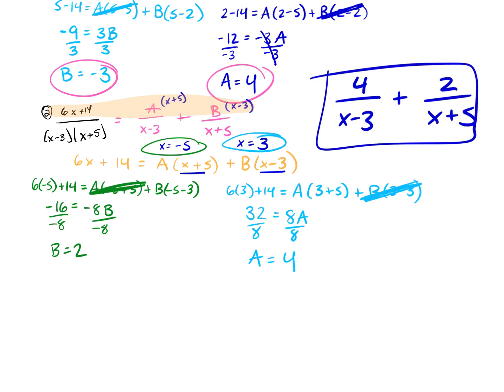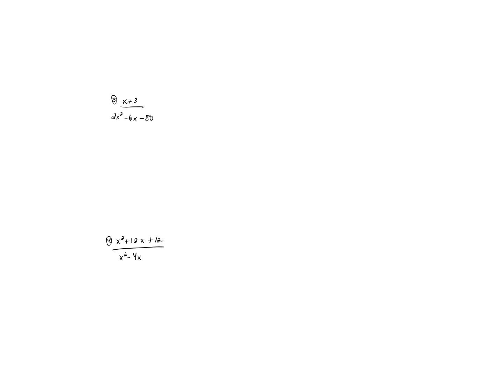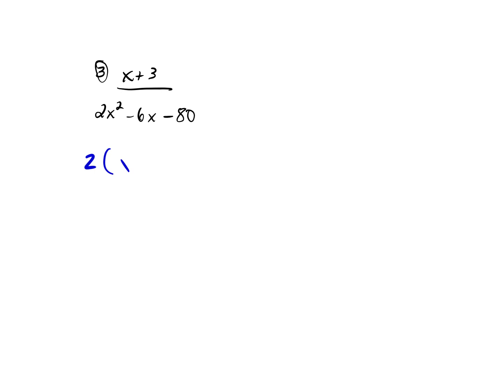All right, the last two, we're just going to set it up and not solve. So let's start by factoring our denominator. How would we factor this? We don't have to multiply the first times the last. What else could we do? Awesome, we're going to take out our GCF, which is a 2. So we're left with x squared minus 6x minus 80.